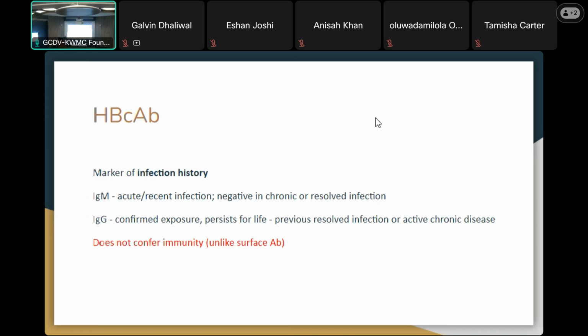That means history of chronic infection. So this gives you a history of infection. Surface antigen means it's active infection. Surface antibody means that they're immune to it. So if the core antibody is positive, but the surface antibody is not positive, that means they've been exposed, but they're not immune. So those people you have to vaccinate.